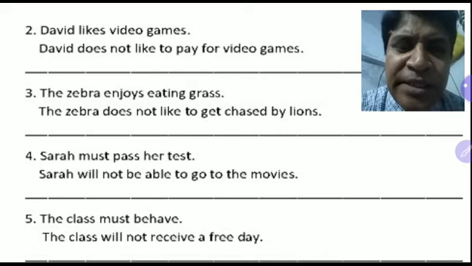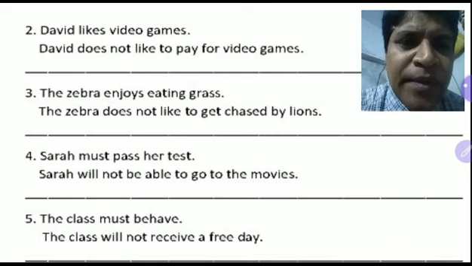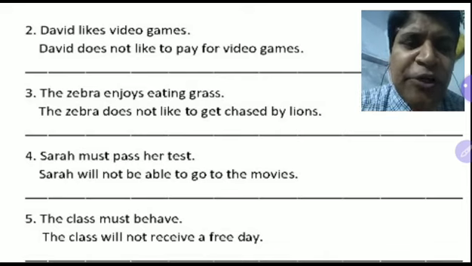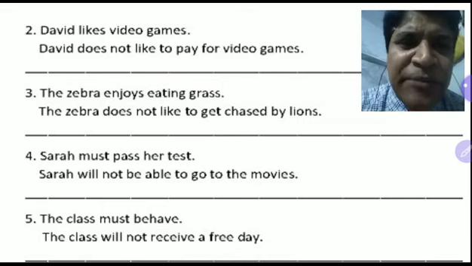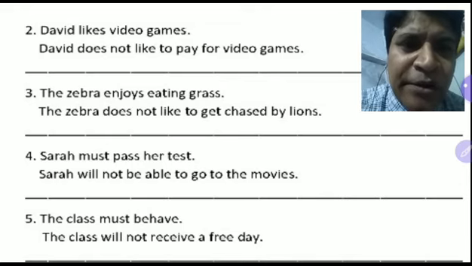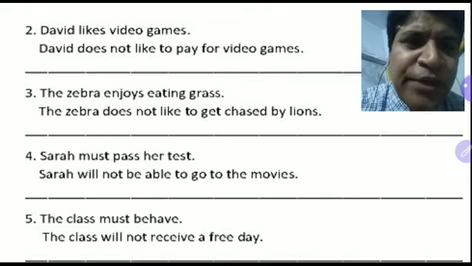Now here is the condition again. There are two options; the condition is not, it's an option, it can be said. Either Sarah must pass her test, or she won't go to the movies.